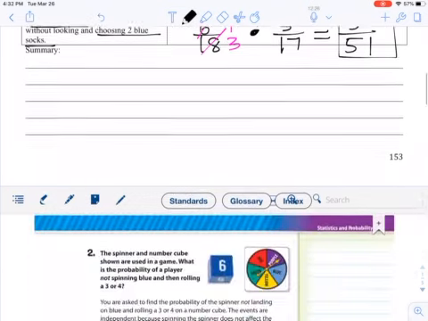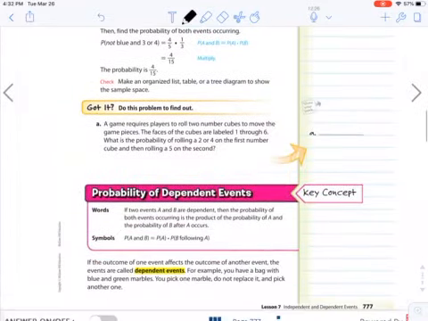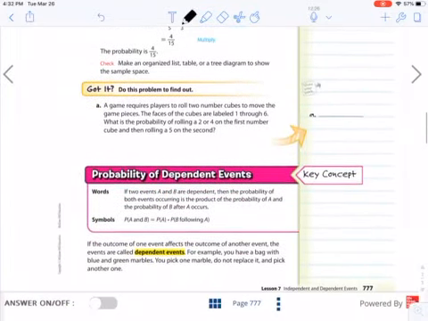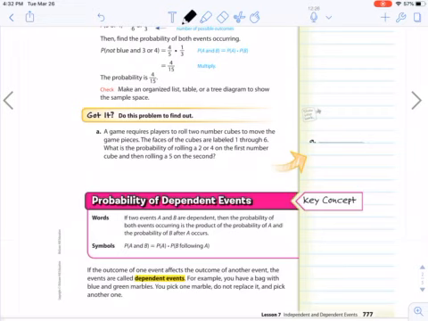So what I want you guys to do next is go to your math book and go to page 777. And I want you to pause this video and try A, and then when you're done with A, replay it so that you can see if you did it correctly.